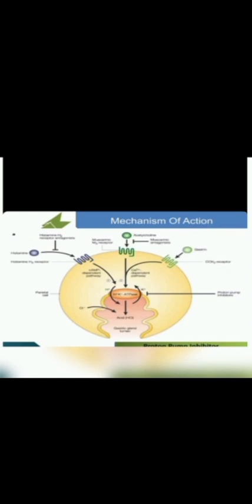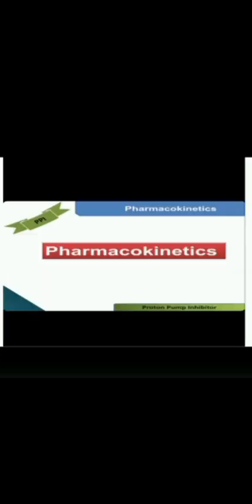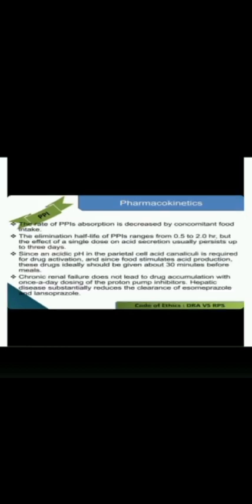Mechanism of action. The activated proton pump inhibitor is converted into sulfenic acid and sulfenamide, which binds to the sulfhydryl group in the proton pump and makes a complex, thereby irreversibly inhibiting its activity. Pharmacokinetics. The rate of proton pump inhibitor absorption is decreased by concomitant food intake.